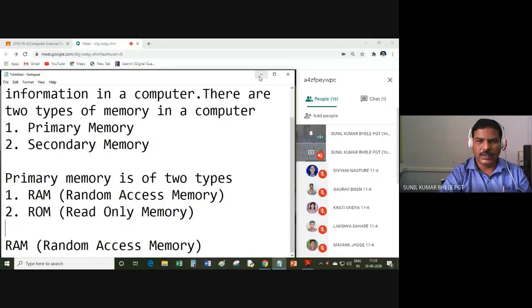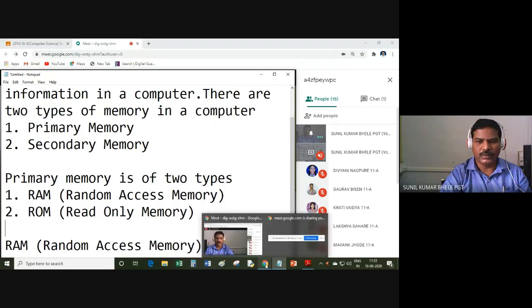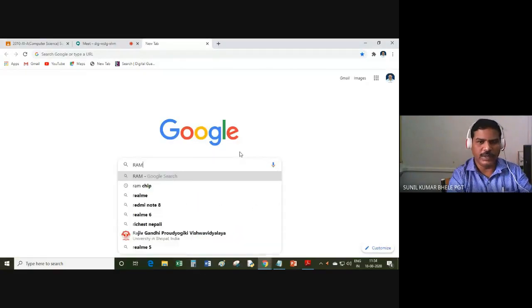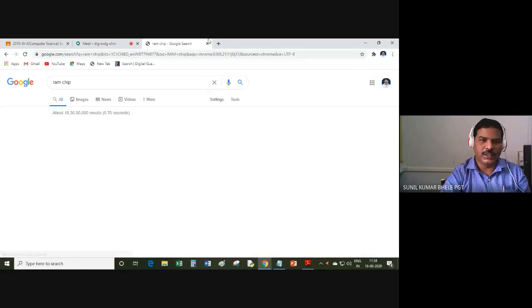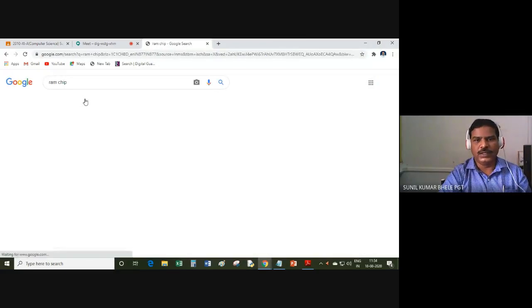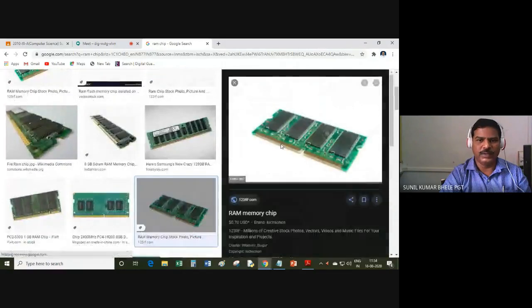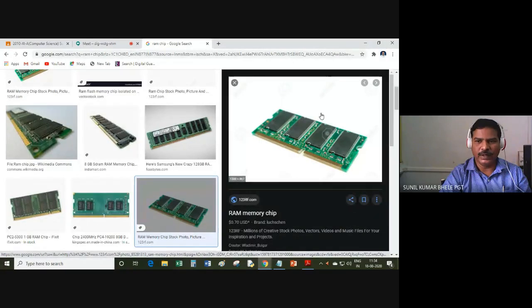Earlier in the previous class, I showed you the random access memory chip, the RAM chip, and how it looks. So I am opening, for example, the Google search engine, and I type RAM chip. If I search the images, you can see the image of a RAM chip. So this is a RAM chip actually. You can insert this RAM chip on the motherboard. This is random access memory, and it holds data temporarily. It holds data for some time only.